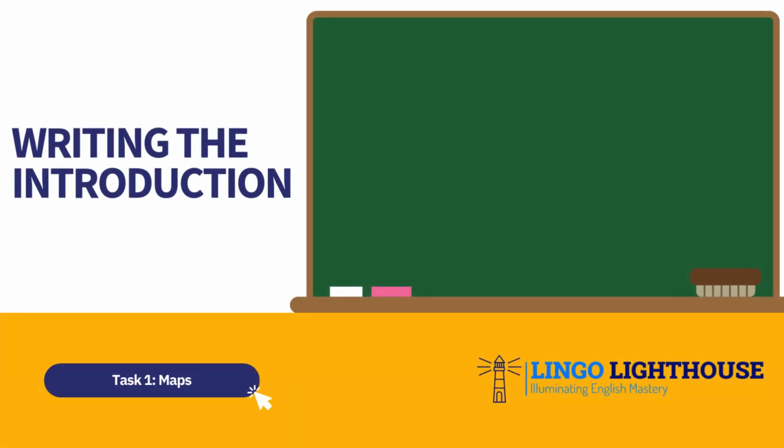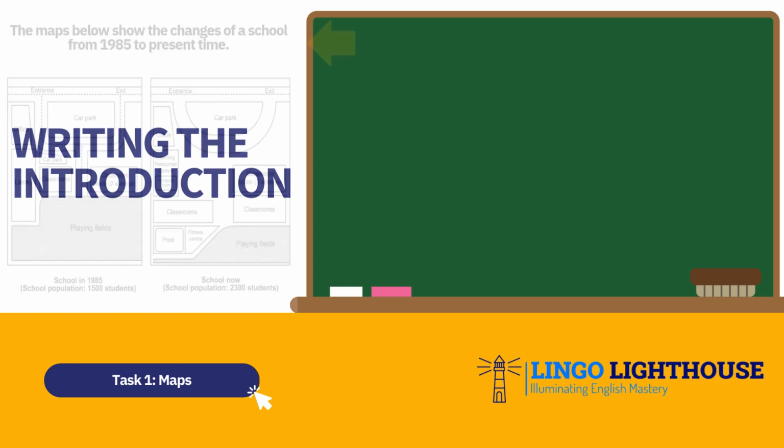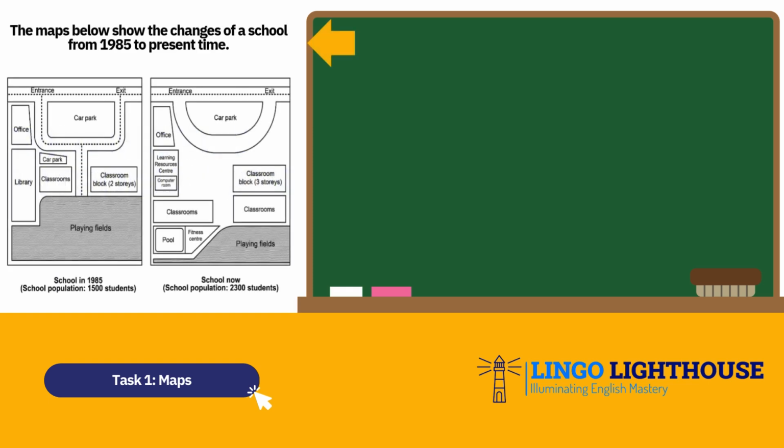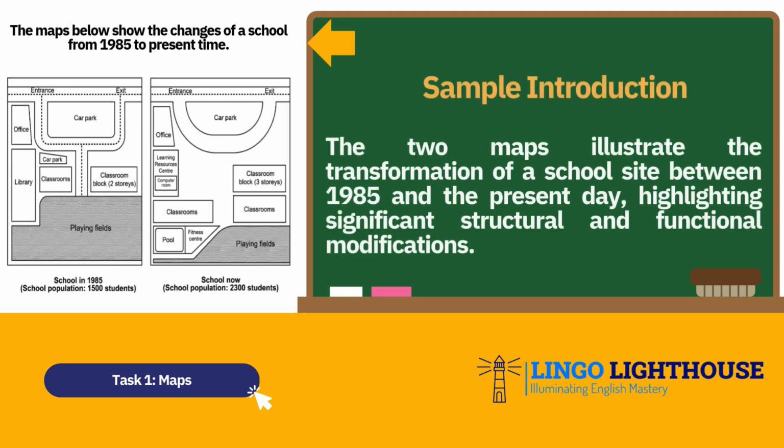The introduction should paraphrase the given statement. Instead of copying, rephrase the description. The original prompt states, "The maps below show the changes of a school from 1985 to present time." A well-written introduction could be, "The 2 maps illustrate the transformation of a school site between 1985 and the present day, highlighting significant structural and functional modifications." By rewording the prompt, we demonstrate a strong command of paraphrasing, a crucial skill for achieving a high band score. Always keep your introduction clear and concise, avoiding unnecessary details.